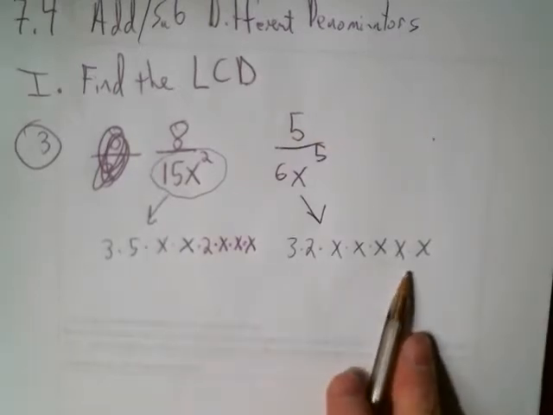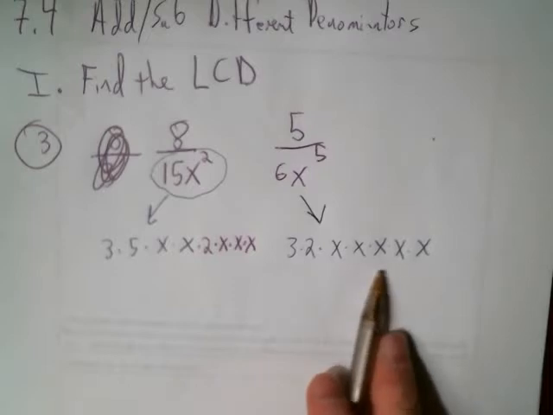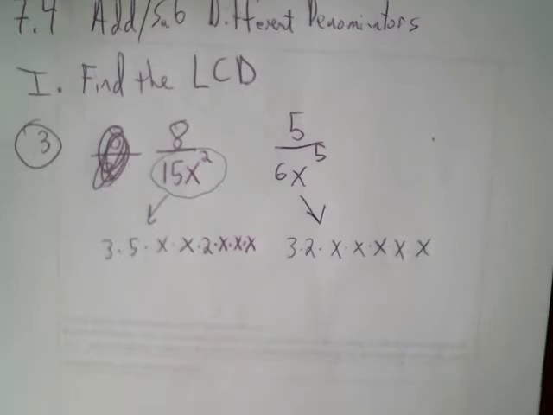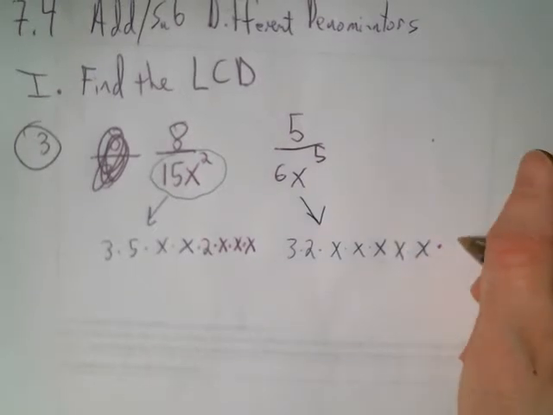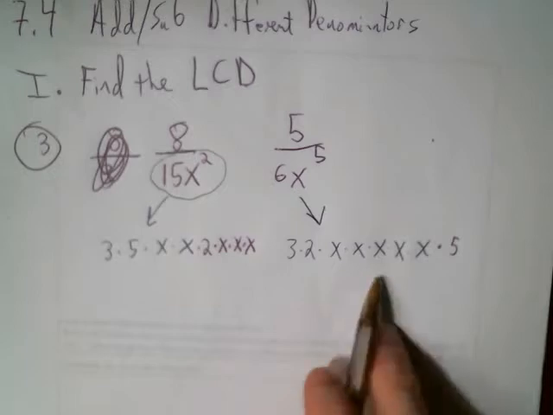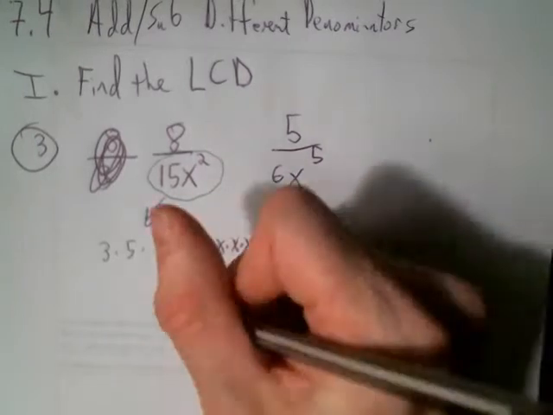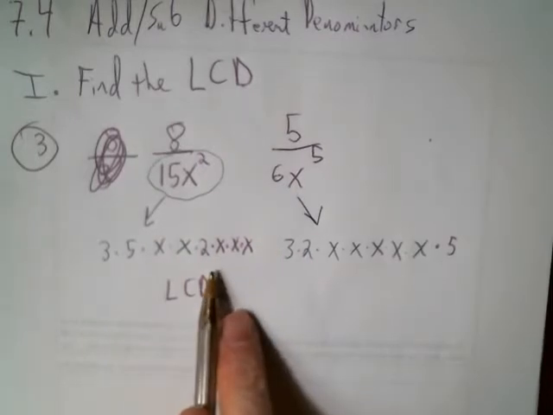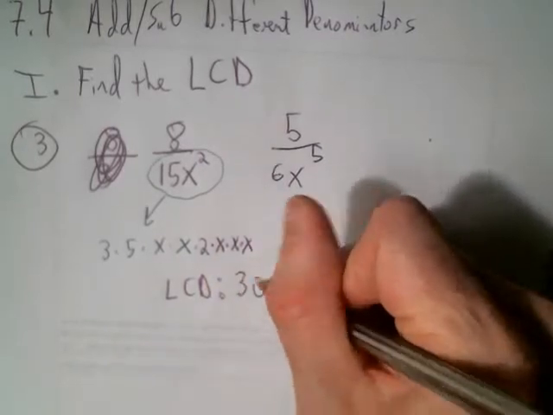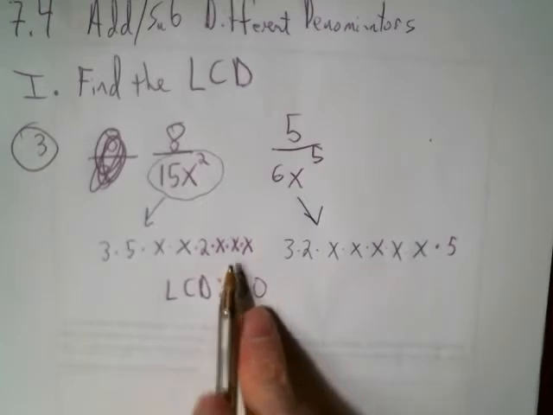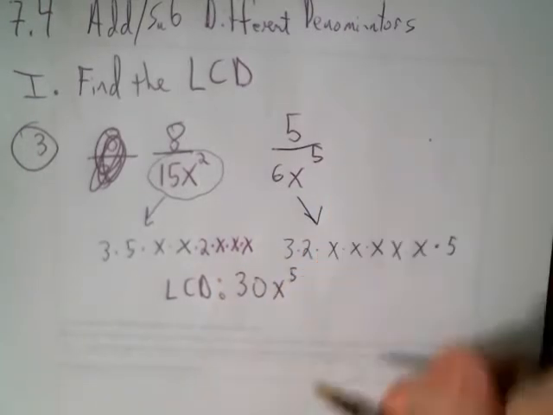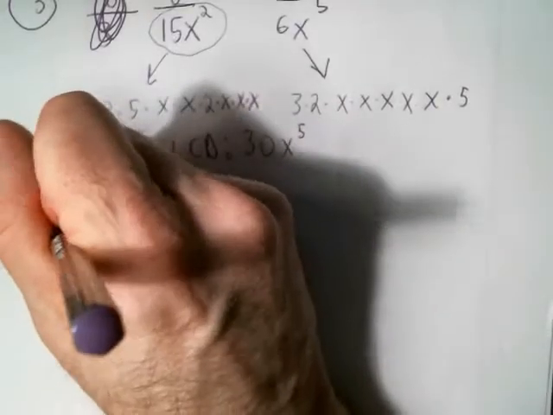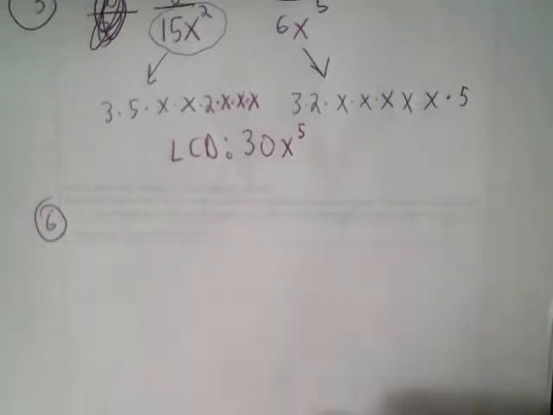Now I go over to this one and see what it's missing. This one and this one look pretty much the same, except this one's missing a 5, so I'll have to multiply in a 5. Once they look exactly the same, that thing is the LCD. So 3 times 5 times 2 is 30, and then we have x to the fifth. There's 5 x's there. That's the idea. It's basically a matching game, trying to balance things in.